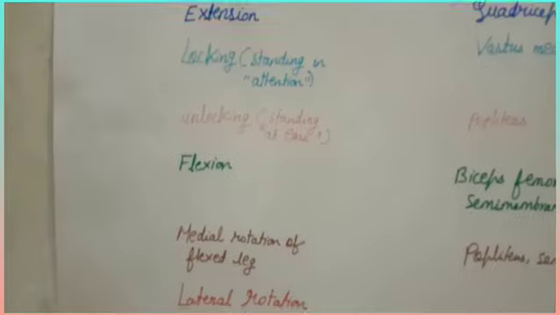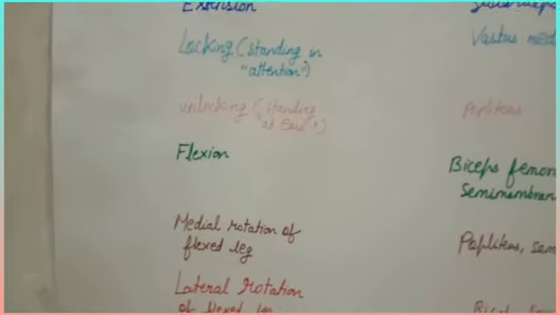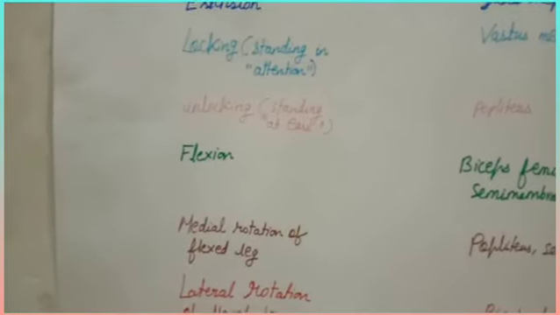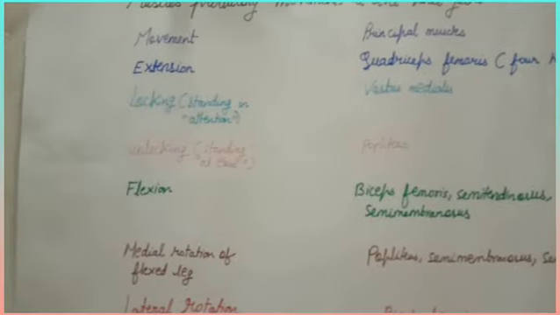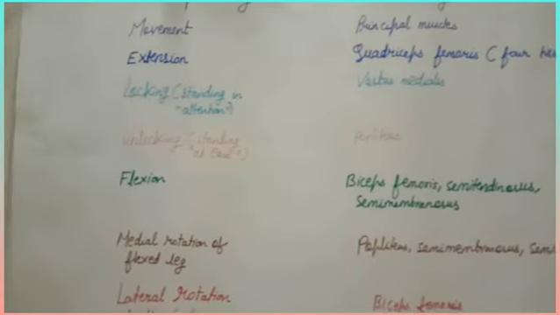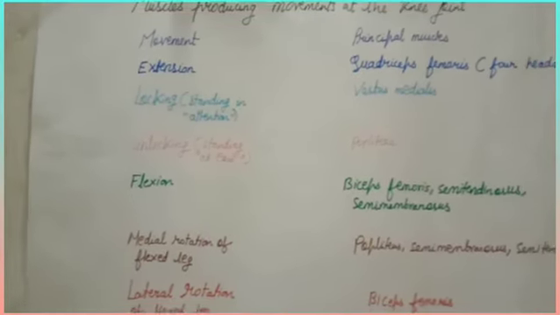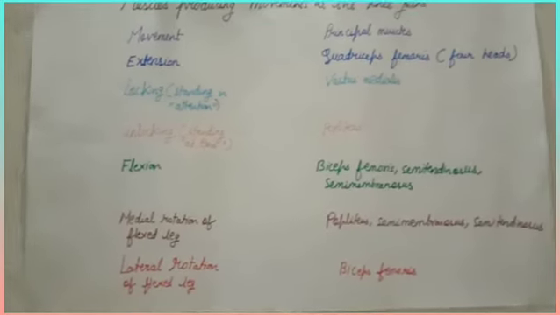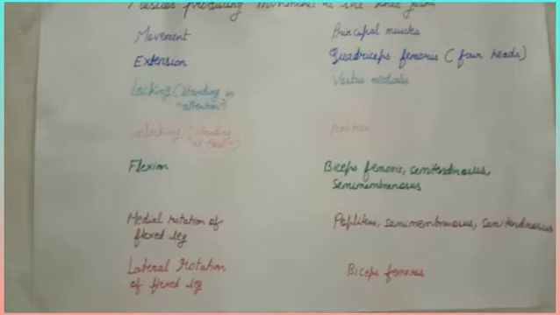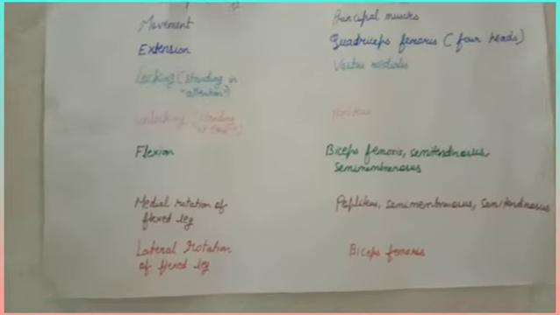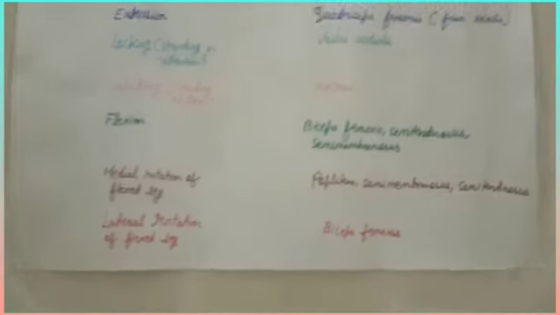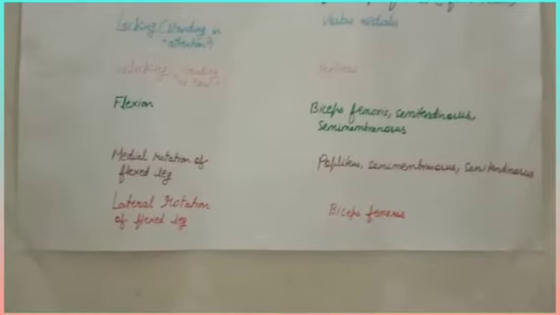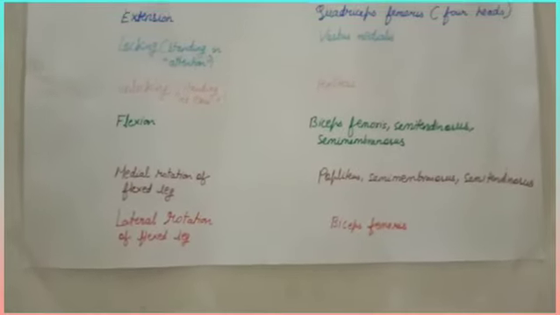Fourth, flexion. It is produced by 3 muscles: biceps femoris, semitendinosus and semimembranosus. And now fifth, medial rotation of flexed leg. It occurs due to popliteus, semimembranosus and semitendinosus. Now sixth, lateral rotation of flexed leg. It occurs due to biceps femoris muscle.